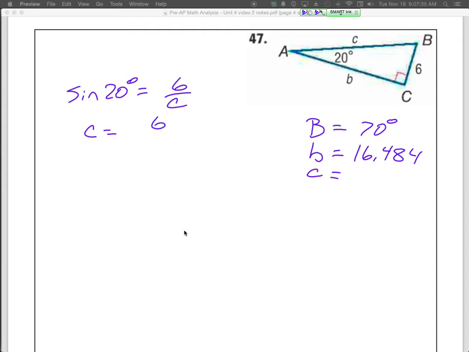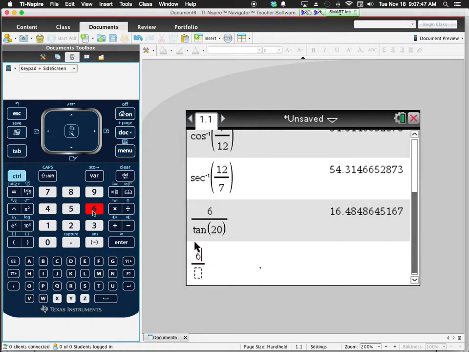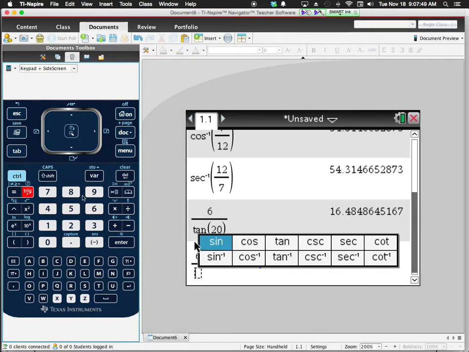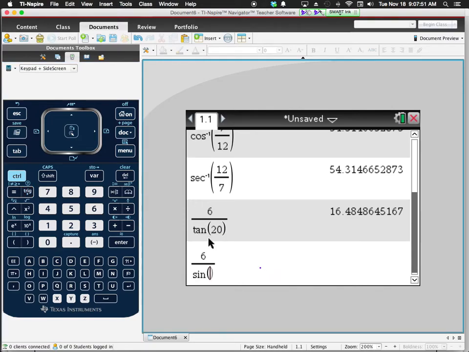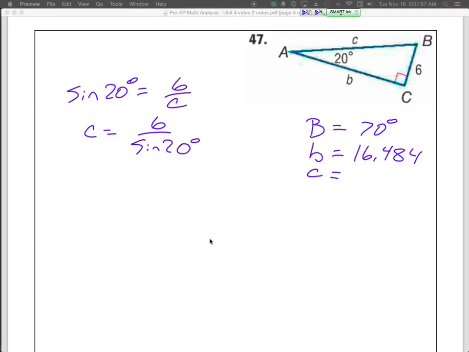So again, I need to switch, and that gives me that. So I punch that in: 6 over, what was my trig function? Sine of 20. I press enter, so 17.542. Now what's something I can do real quick to make sure what I have found makes sense?